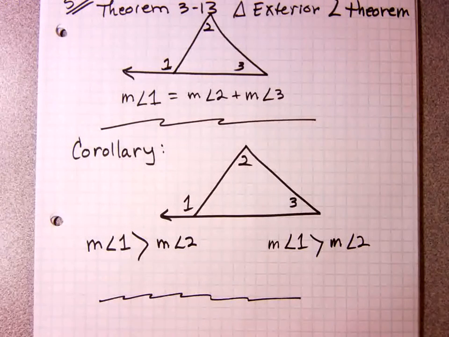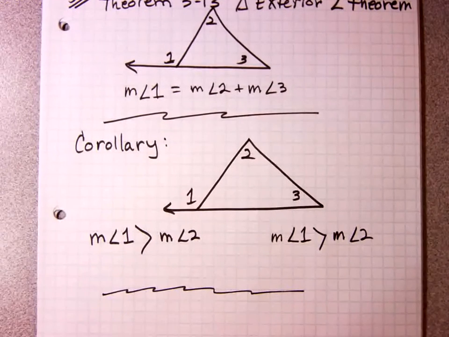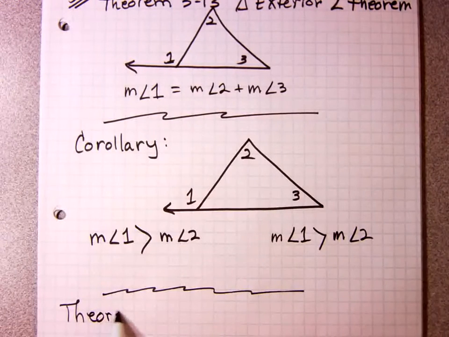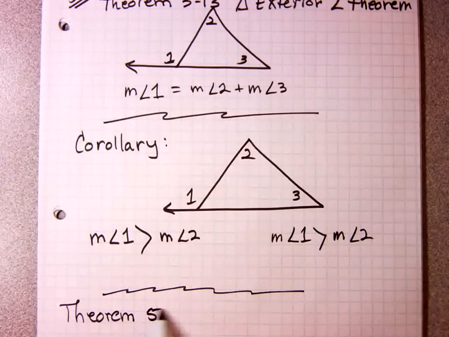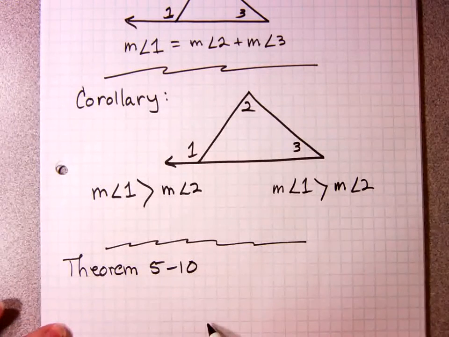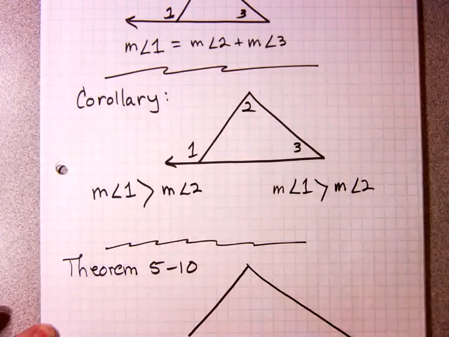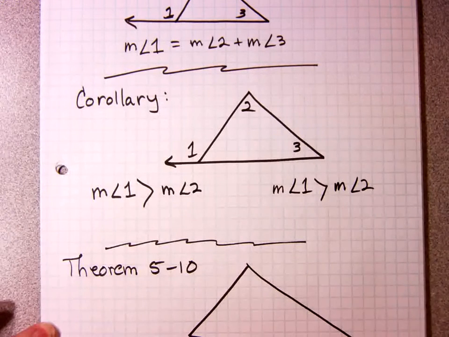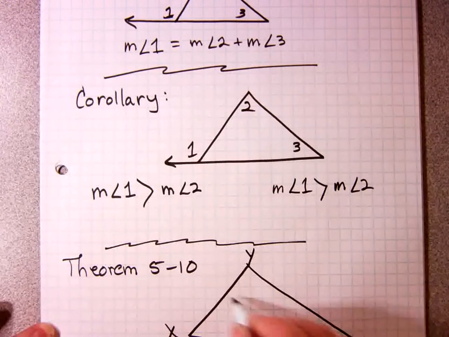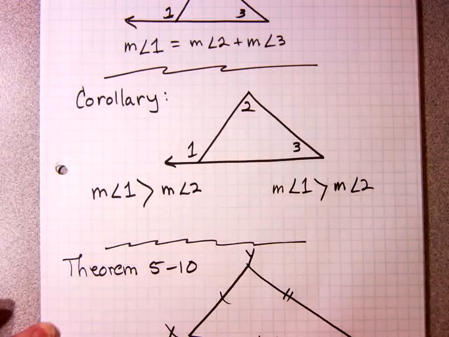We're going to look at a theorem. We're going to do a couple of theorems and then corollaries, and then we're going to do some calculations. So the theorem is 5-10. Here's my diagram. Triangle X, Y, and Z. And it is a scalene triangle.